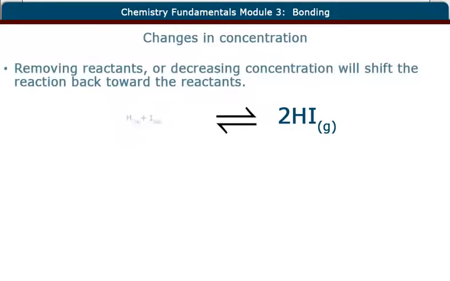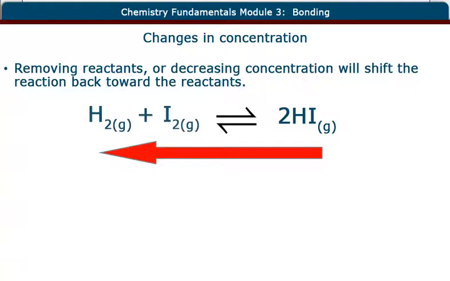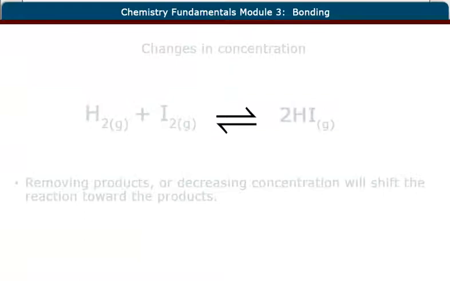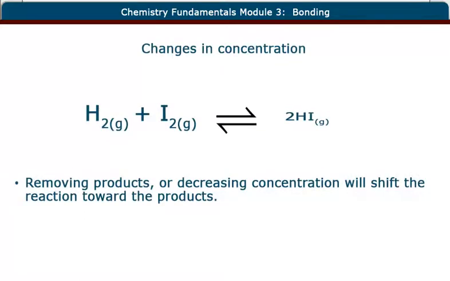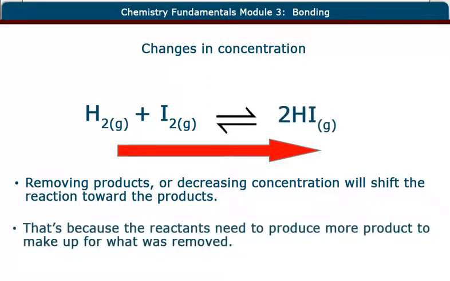Removing reactants, or decreasing the concentration of the reactants, will shift the reaction back toward the reactants. That's because the product, hydrogen iodide, will try to replenish the reactants that were removed, again, to relieve stress. Finally, removing products, or decreasing concentration of the products, will shift the reaction toward the products. That's because the reactants need to produce more product to make up for what was removed.